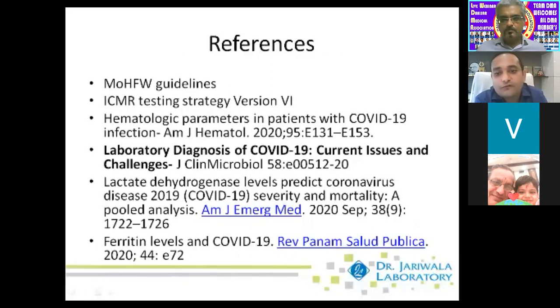I think most of what I have told is present in the Ministry of Health and Family Welfare guidelines and ICMR guidelines. There are several articles which are easily available on the net. They can be referred at a click of a button. I will now be happy to answer any questions if there are any.